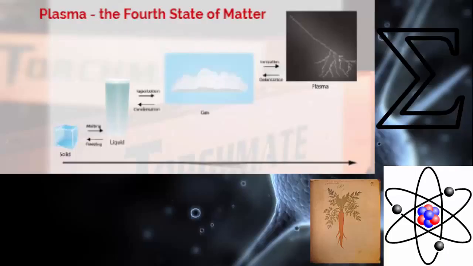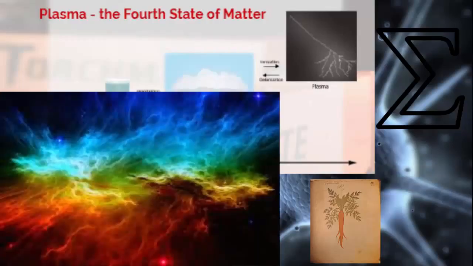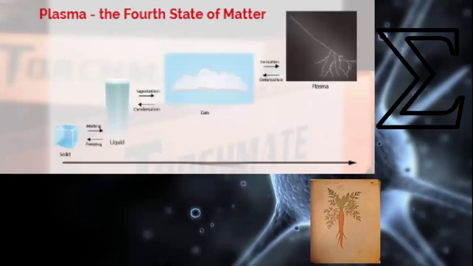But examples of the fourth state of matter are stars, fire, lightning, things like that. They aren't solid, liquid, nor gas. They're superheated. And stars are plasma. Stars are made of plasma. Yeah. Now we'll talk about the fifth.